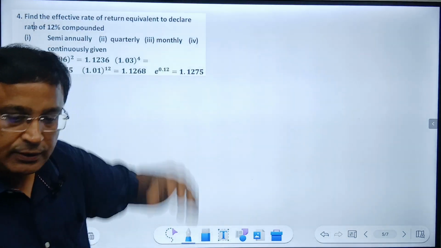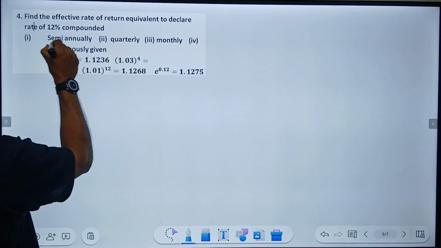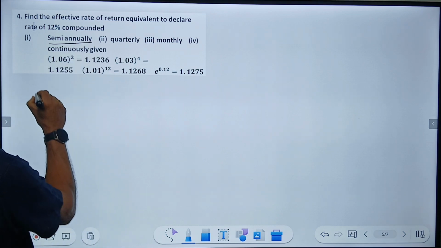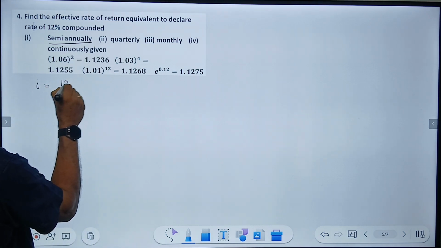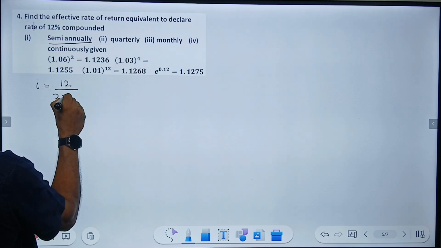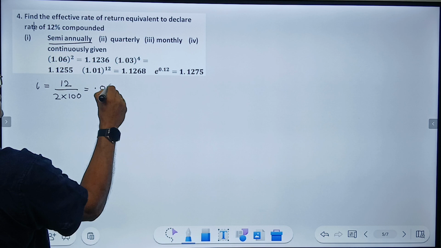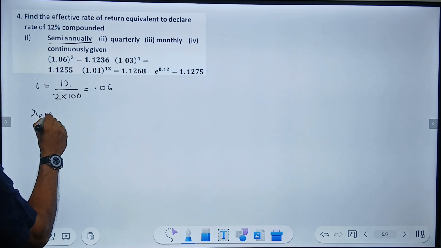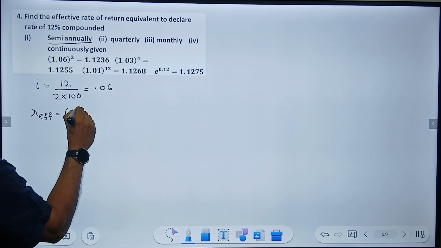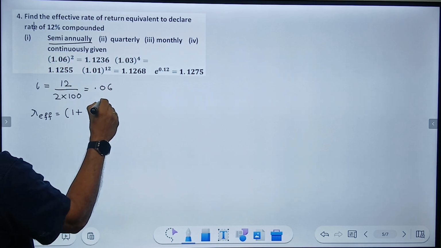It will cover everything. Now let us go one by one and do it. So first of all, let me do semi-annually. If it is semi-annually, my interest, that is R by M, will be 12 by 2 into 100, which is 0.06. So what is R effective for this? R effective will be 1 plus R by M, which is 0.06, whole power 2, minus 1.